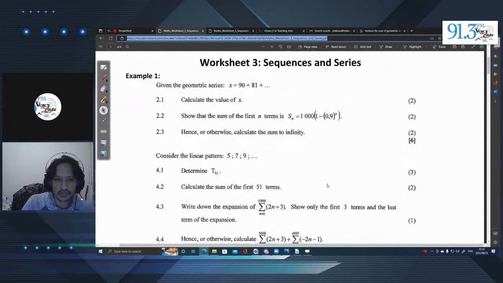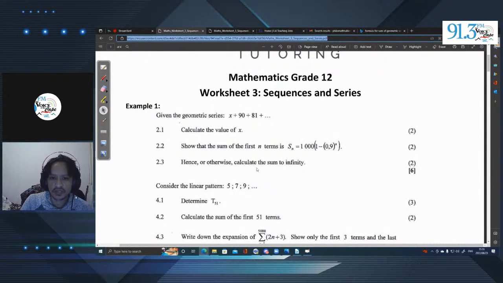The next question states, hence or otherwise calculate the sum to infinity. So there are two different sums that we have for a geometric sequence, right? We have the sum for a finite number. That's when we are given an n value, or we're told to use n terms, because n tells us that there's a specific number of terms we are using, so it's finite. But when we are not told how many n terms to use, and we're told that it's infinity, then we have to use a new sum called the sum to infinity.